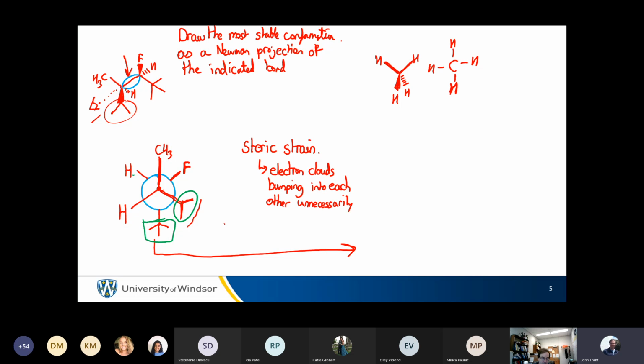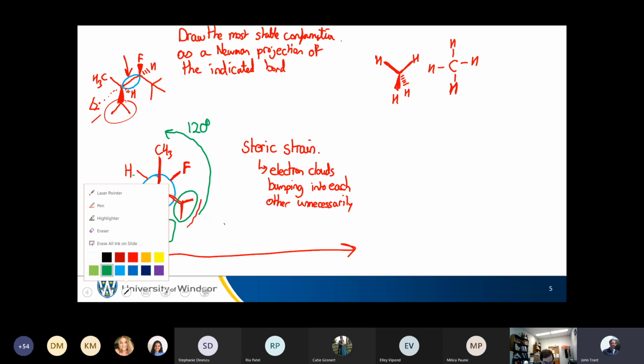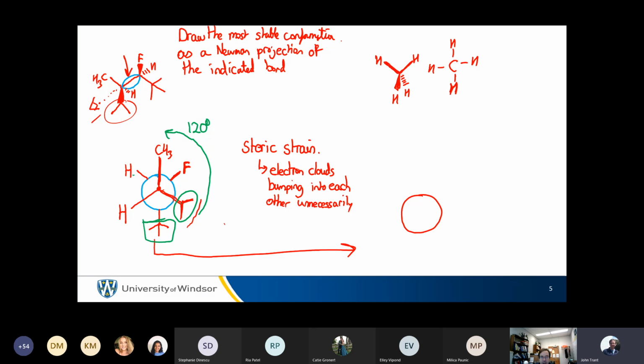So to get those away from each other as much as possible, I need to do a 120-degree rotation, and I'm going to rotate the front one. So start by drawing a circle. Actually, I can't draw circles. That's clearly not a circle. I am just going to draw in the back one because I'm not rotating it. Back carbon, nothing changes. Front carbon, I've rotated 120 degrees. This is really important so you don't get confused. I realize the irony of saying that.